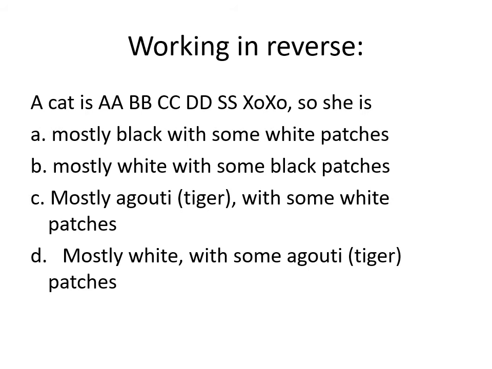Looking at them all in order, she's big A, so she's certainly agouti. So she's going to be tigery. And she's got black color. She has color. It's not dilute. She's got the big S, meaning she's going to have a lot of white on her because of the piebald spotting locus. And the little O means that she's going to be basically black.